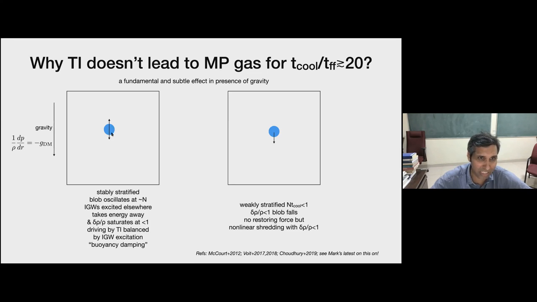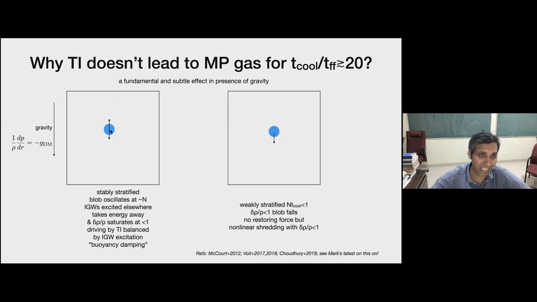What these oscillations do is they excite gravity waves in the neighborhood of this blob and limit the amplitude of this perturbation. So the driving by thermal instability wants to make this multi-phase, but this driving of internal gravity waves in the surrounding medium balances this driving.